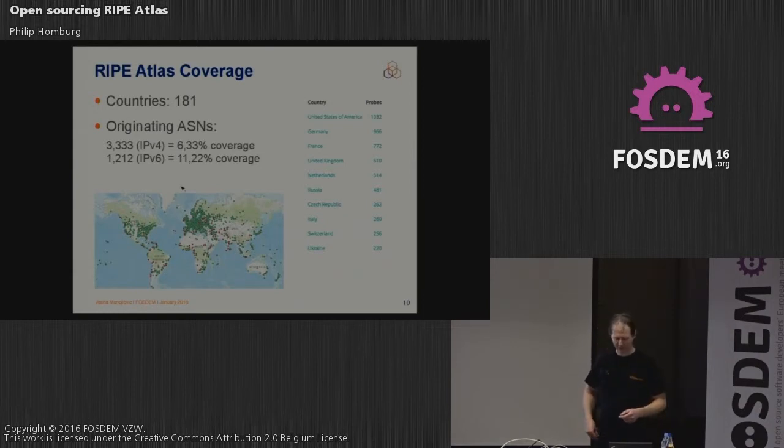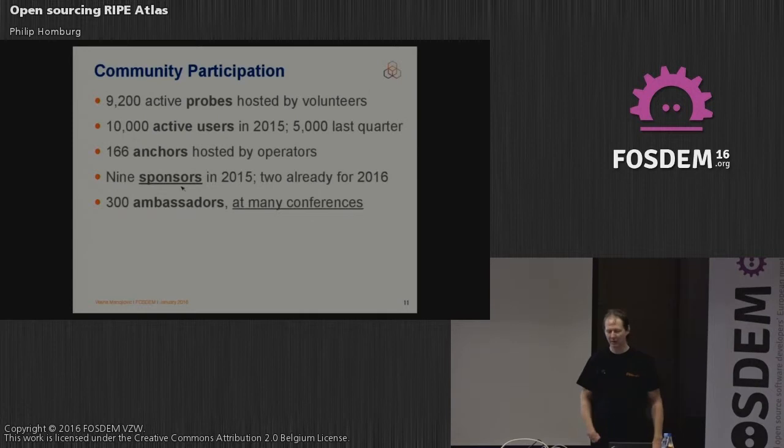And then here on the right hand side column, there's some statistics on where probes are, and recently we also do some sponsoring. We now have a lot of probes in the US, but because we're based basically in Europe, we still have really a lot of probes in Europe, and in some other regions it's also really hard to get probes there. So yes, some statistics: more than 9,000 active probes at the moment, with lots of users.